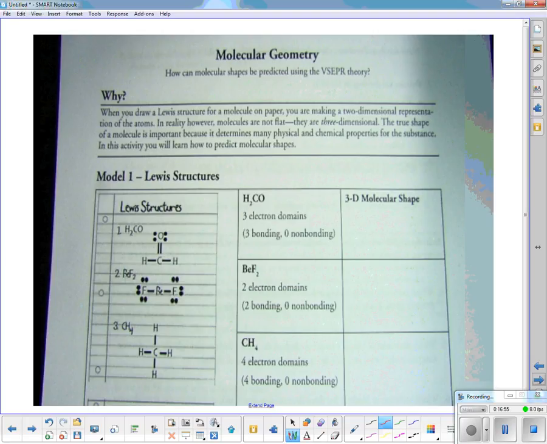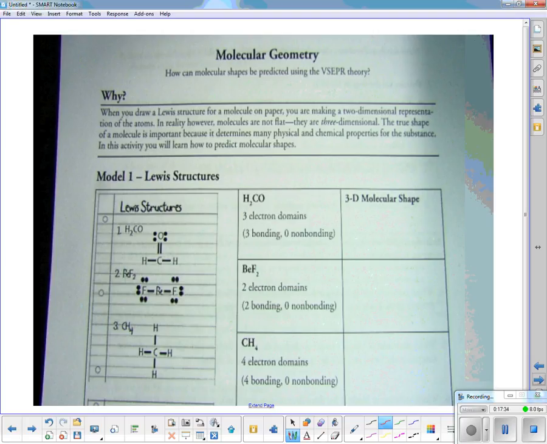Okay? All right, so as we look at this, why are we doing this? We've done a lot of VSEPR. We've done a lot of spatial things. We're actually going to play with models next time. So we're going to actually build these molecules and see how they go together. Okay? When you draw a Lewis structure for a molecule on paper, you are making a two-dimensional representation of a three-dimensional thing. Okay? In reality, molecules are not flat. They are three-dimensional. The true shape is important because it determines many physical and chemical properties. It determines the intermolecular forces, the IMFs, okay, for a substance.